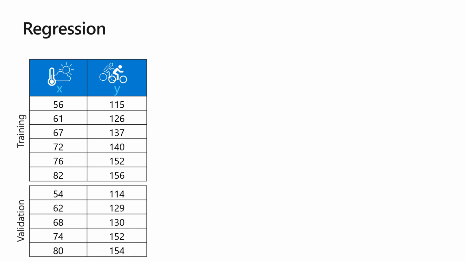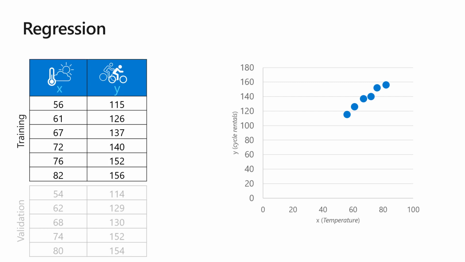So we'll split the data into a subset that we'll use for training and another subset that we'll hold back and use for validation. Now, to find an appropriate function, let's plot the X and Y values so that we can visualize the relationship between them. And looking at the plot, you can see there's a trend in which the higher temperatures tend to correlate with more rentals. And in fact, we can fit this line between the plotted points that more or less describes this correlation. And we can use this line to work out a calculation that produces Y from X.